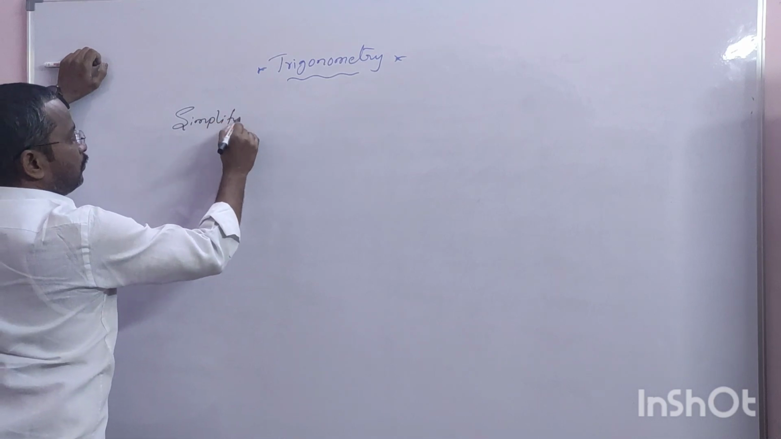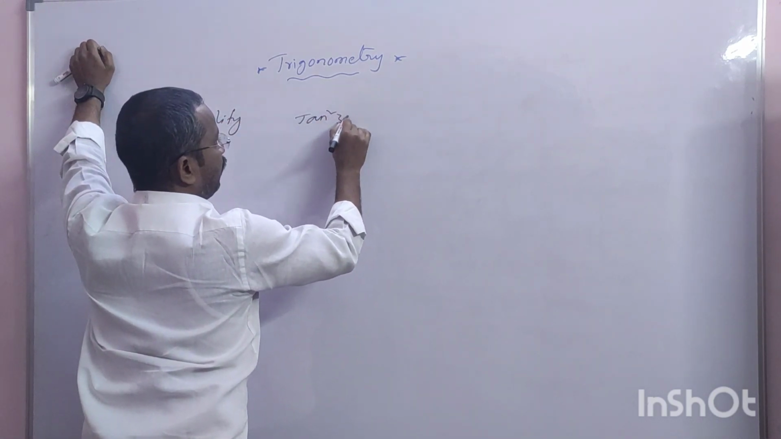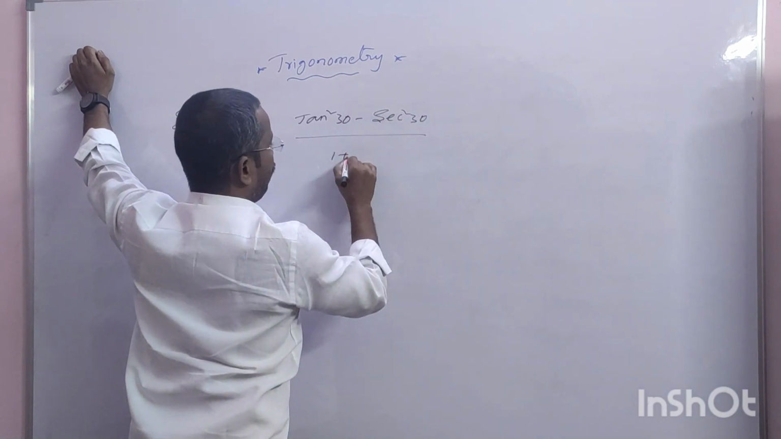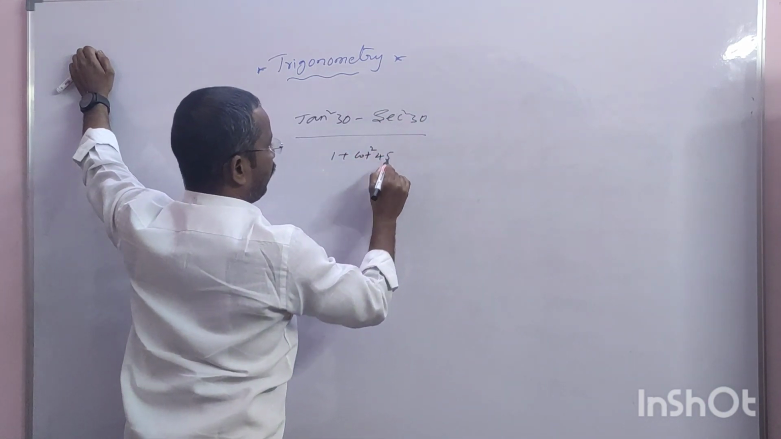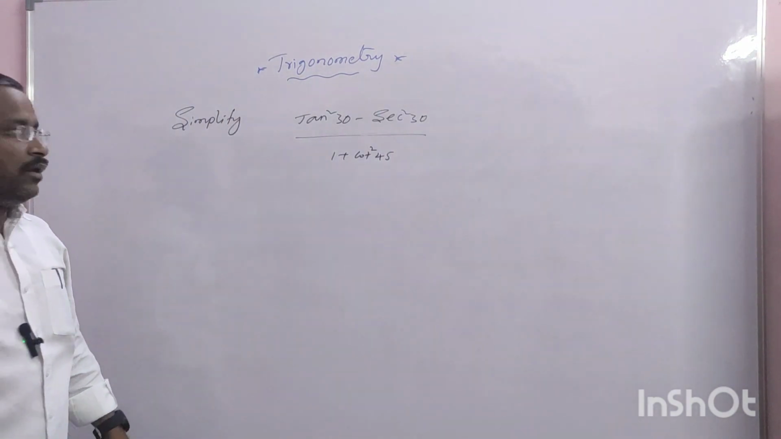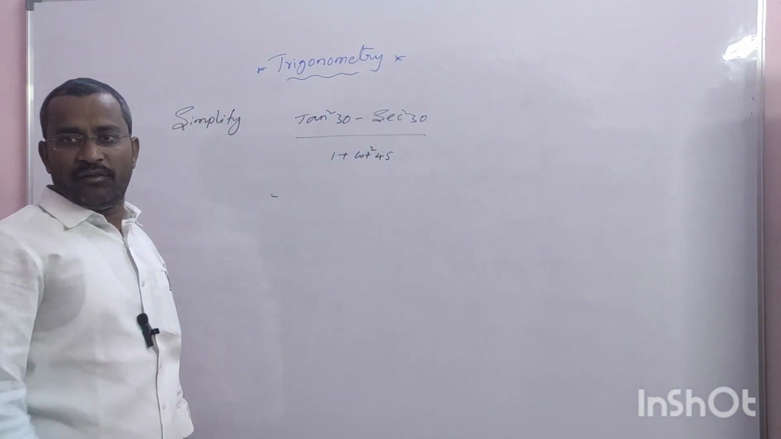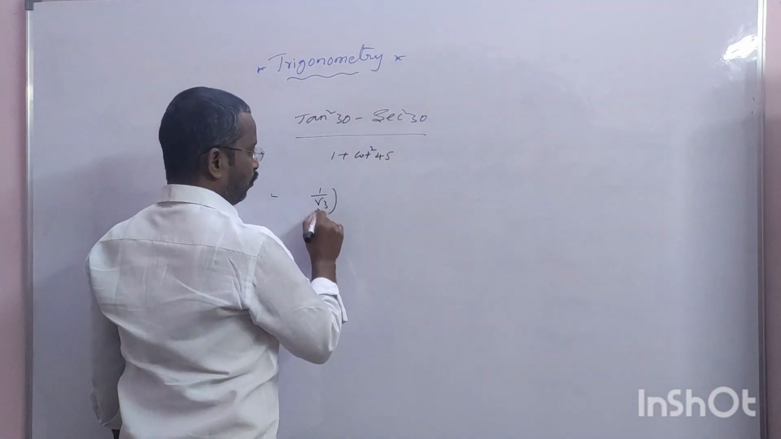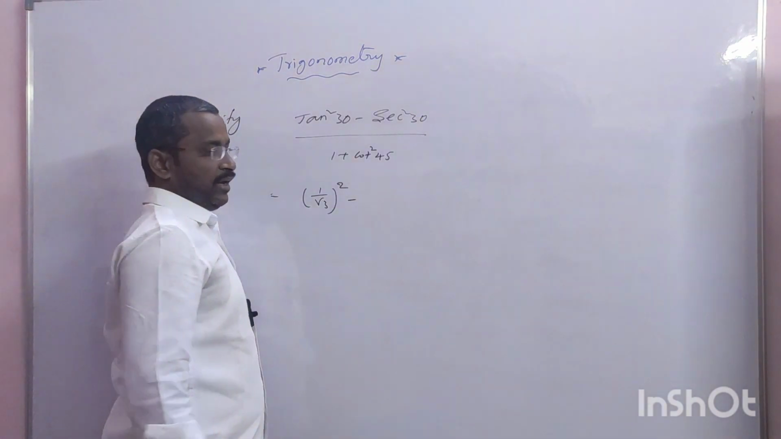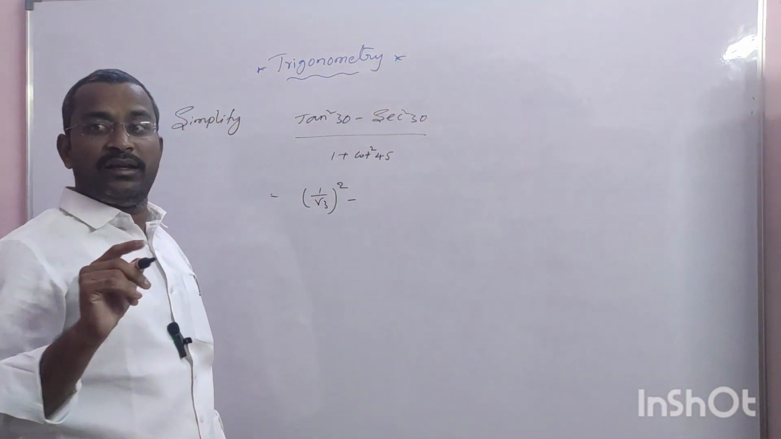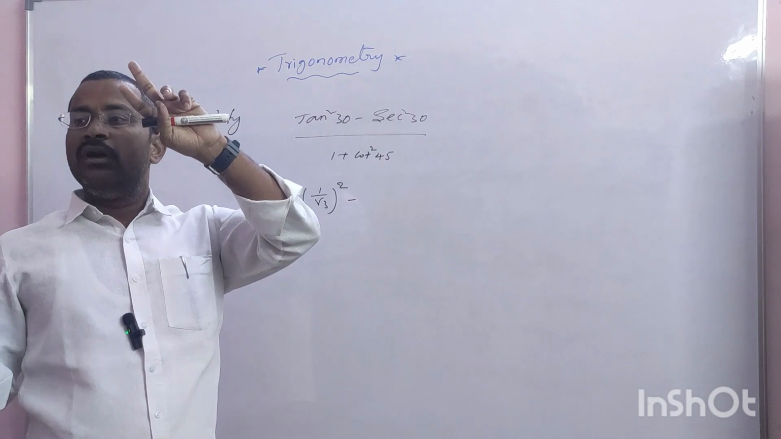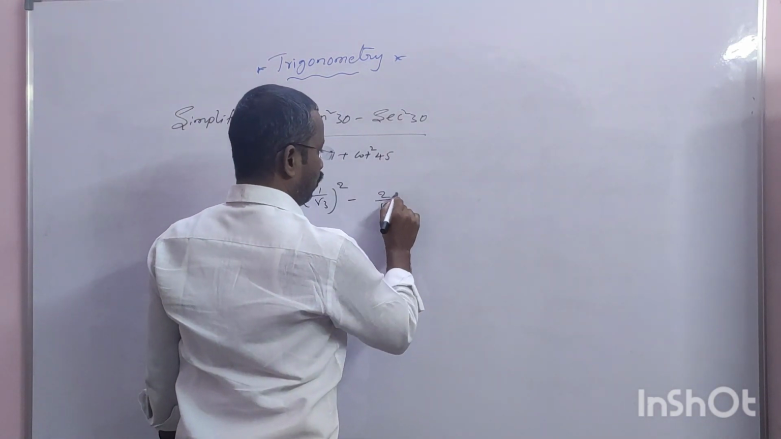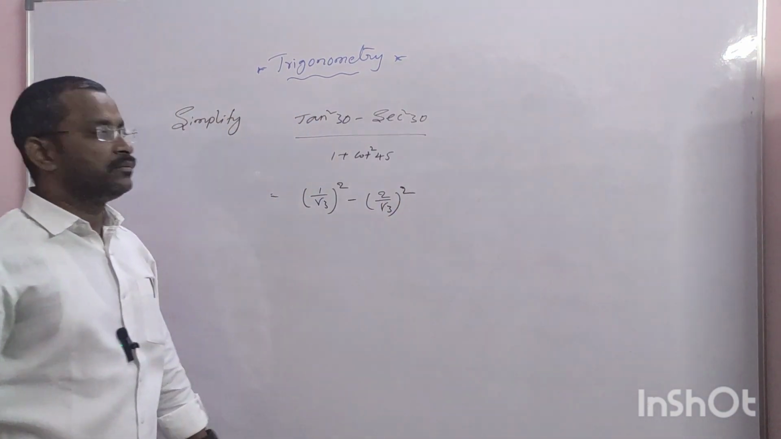Simplify tan square 30 minus sec square 30 by 1 plus cot square 45. This is the question he is asking. First you should know the tan 30 value. Tan 30 value is 1 by root 3. So write it as 1 by root 3 whole square minus sec square 30. Sec 30 means cos 30 reversed, so 2 by root 3, 2 by root 3 whole square.